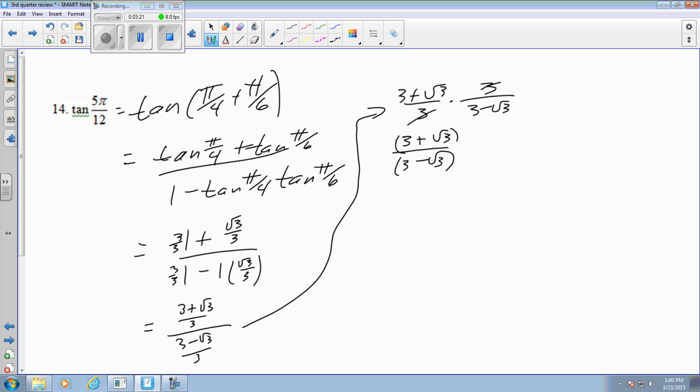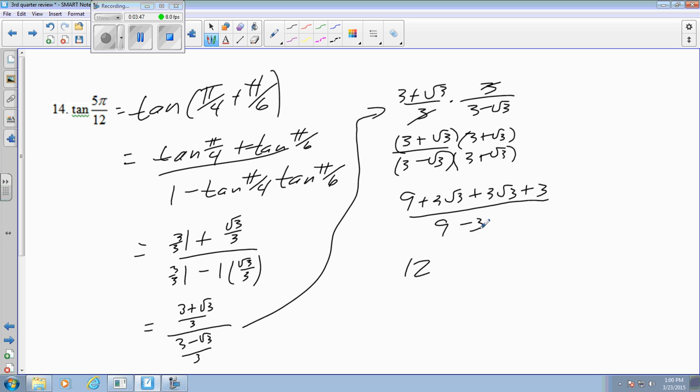Multiply the top and bottom by 3 plus the square root of 3. And on top I get 9 plus 3 root 3 plus 3 root 3 plus 3, all over 9 minus 3. Doing some simplifying here, the 3 and the 9 makes 12. 3 root 3, 3 root 3 gives me 6 root 3 all over 6. Simplifying, I get 2 plus the square root of 3.